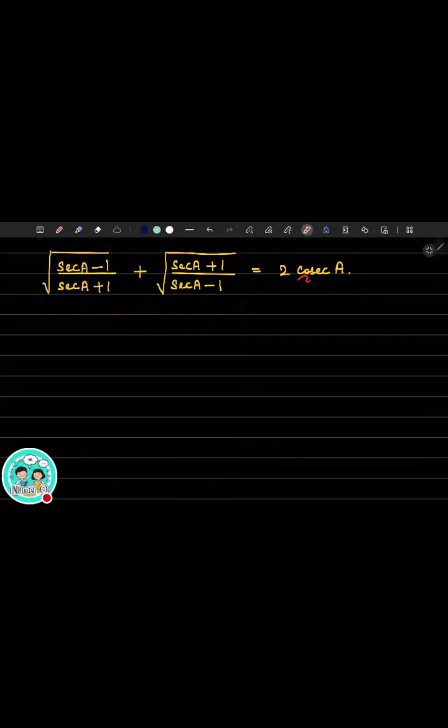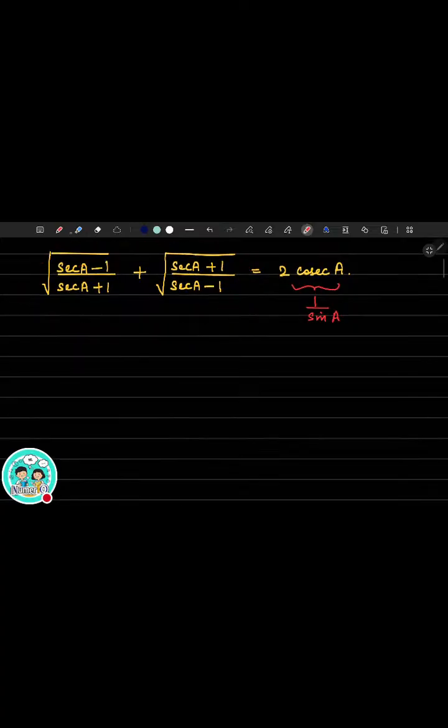Whenever in the RHS you have something in terms of cosecant, that is nothing but 1 over sine. So this is a huge hint that you have to convert everything into sine and cos. But you don't have a sine here, so all you can do is convert it into cos. So let's take LHS and convert everything into cos.